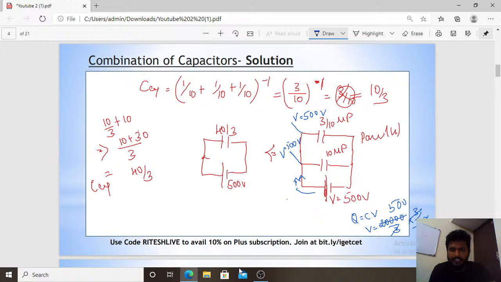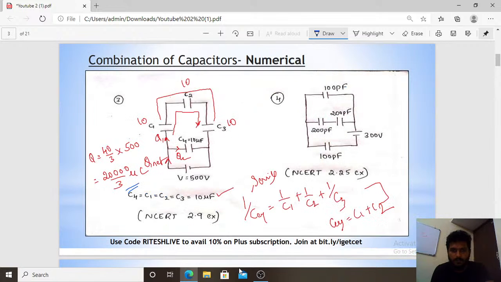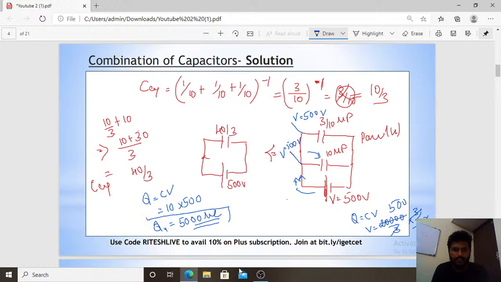So I need to get the Q value, right? Okay, so what is Q value? Q is equal to C into V, that is C how much? 10 microfarad, 10 into V, how much? 500. So the value is 5000 microcoulombs. So that is Q over which capacitor? Over this capacitor, right? That is Q4. Okay, I got Q4, I will highlight this. Okay, done.